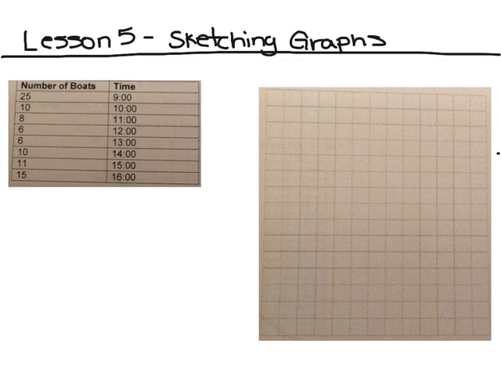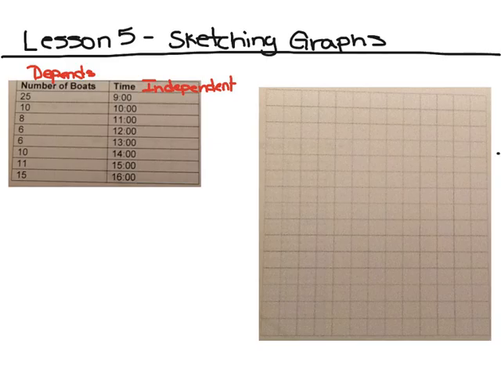Lesson 5, Sketching Graphs. So we have a graph that shows the number of fishing boats anchored in an inlet in Queen Charlotte Islands as a function of time. First things first, you need to decide which is independent and which is dependent. And we know that time is independent. So that means that number of boats depends on what time it is.